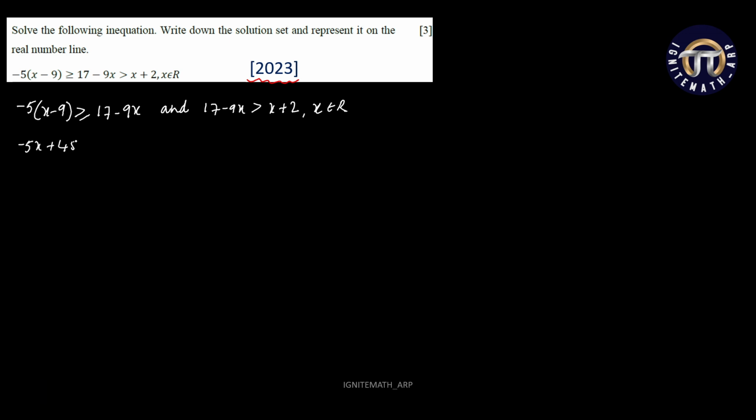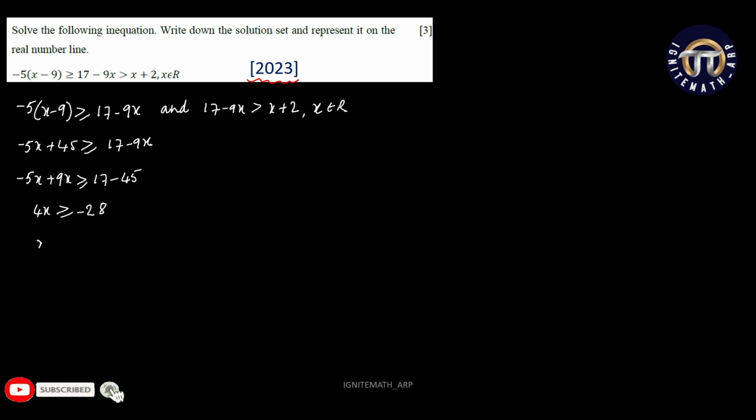So now I'll consider the first part. -5x plus 45 greater than or equal to 17 minus 9x. So -5x is greater than -9x, so I'll take -9x to the other side. -5x plus 9x greater than or equal to 17 minus 45. So here I'll get 4x greater than or equal to 28 with a minus sign, because the bigger number's sign is minus. Then x is greater than or equal to -28 by 4, and x is greater than or equal to -7. Clear, children? Because 4 ones are 4, 7 fours are 28.